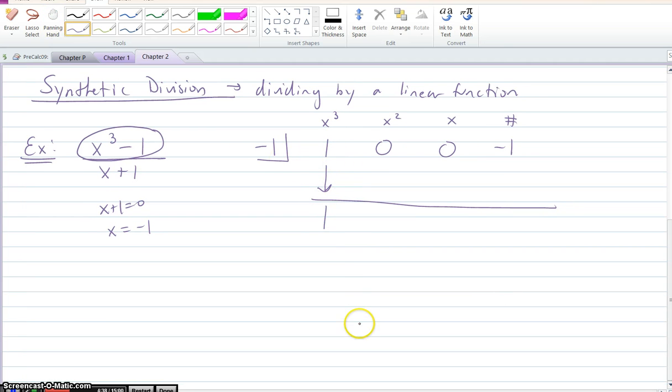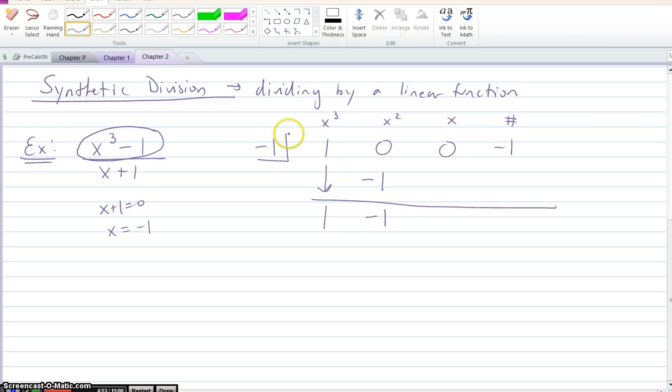Then you're going to multiply that by what's on the shelf. So negative 1 times 1 is negative 1. Bring that over to the next column. Then you add these. And this is why I actually like this better than long division if I can avoid it. It's because you're adding, you're not subtracting. So 0 plus a negative 1 is negative 1.